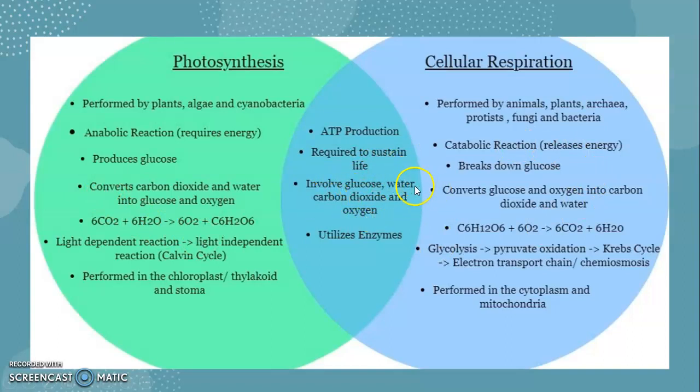So the process of photosynthesis includes light-dependent reactions and light-independent reactions, or the Calvin cycle. And cellular respiration has kind of a longer process, so it goes through glycolysis, pyruvate oxidation, the Krebs cycle, electron transport chains, and chemiosmosis. Photosynthesis is performed in the chloroplast, and more specifically in the thylakoid and the stroma, whereas cellular respiration is performed in the cytoplasm and mitochondria.